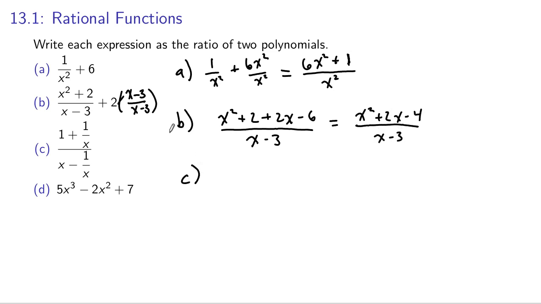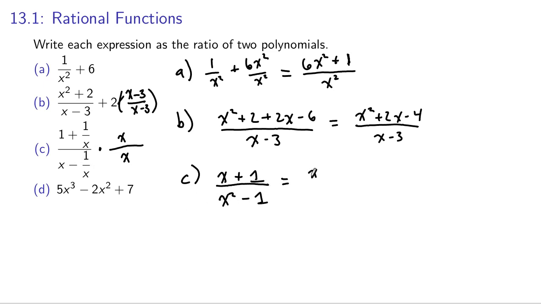Part C, we have this complex fraction. In order to deal with this fraction, we should multiply by the denominator of the inside fraction by itself in order to cancel that inside fraction out. So we multiply by x over x. In so doing, we'll have x, where the 1 was, plus x over x, which is 1, over, and here we have x times x is x squared, minus x over x is minus 1. So x plus 1 over x squared minus 1.